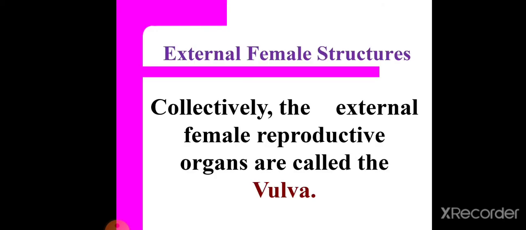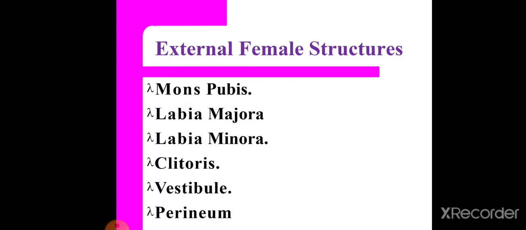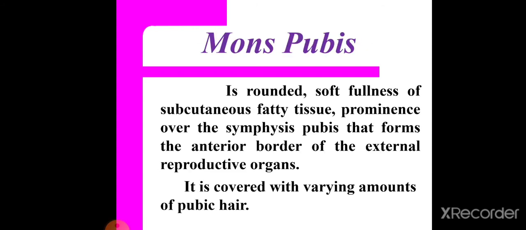Here I am going to tell you about the anatomy of the female reproductive system. The female reproductive system has some external structures. The external female reproductive organs are collectively known as the vulva. The external female genital organs include the mons pubis, labia majora, labia minora, clitoris, vestibule, and perineum.